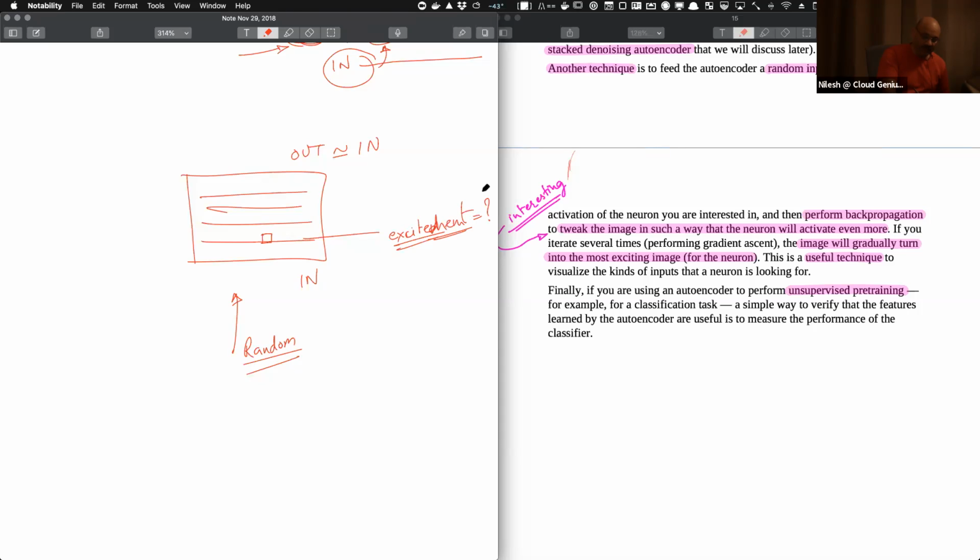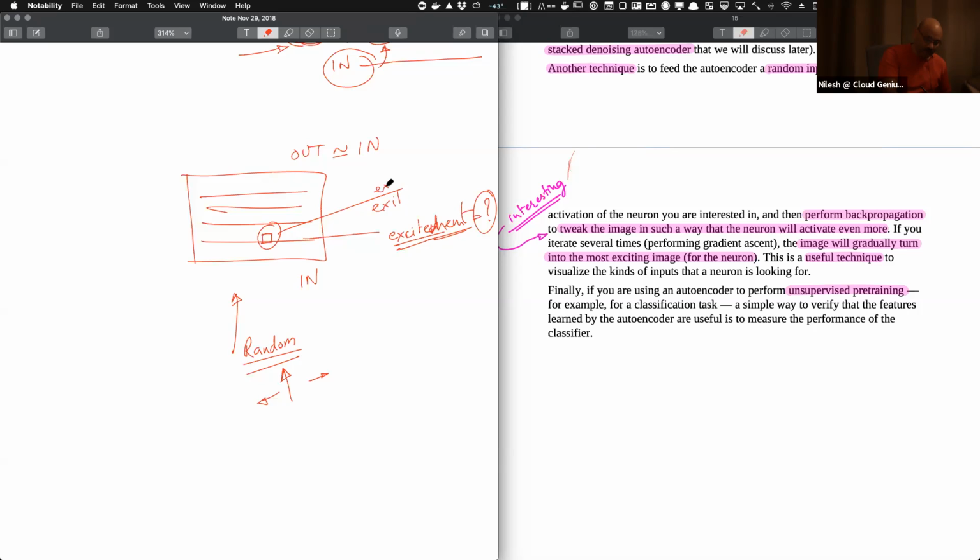What's the excitement level? I will like to measure that. And I will feed in some random picture, and I'll see what the level of that excitement of that neuron is. And I will adjust this randomness a little bit this way or a little bit that way, and change the randomness or modify the picture in a fashion that will actually maximize this excitement.